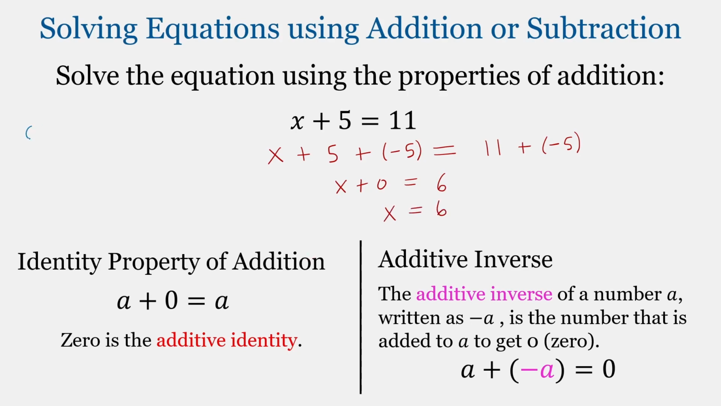We can do a quick check of our answer. So what we're going to do is wherever there is an x, we're going to put a 6. So we have 6 plus 5 equal to 11. And then we're going to simplify down this left side. 6 plus 5 is 11. We have 11 equal to 11. Well, that's a true statement. 11 is equal to 11. So x equal to 6 is the solution to this equation.